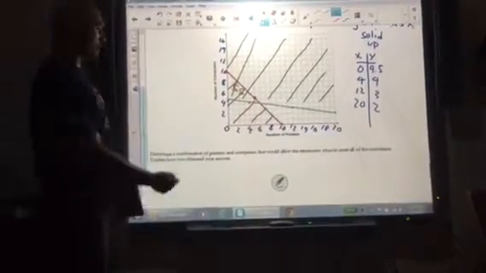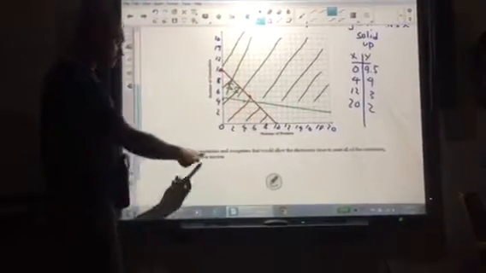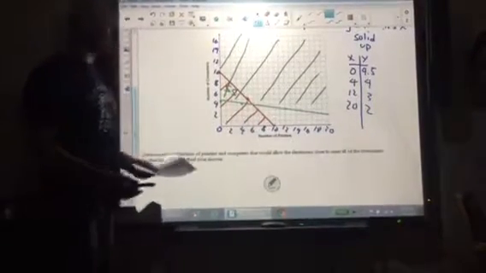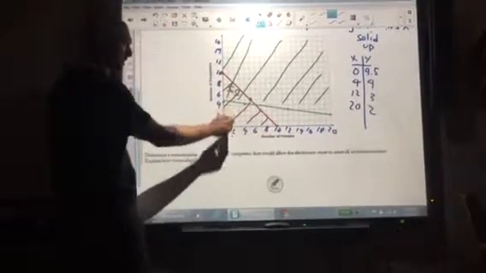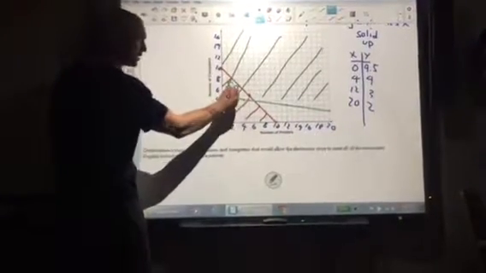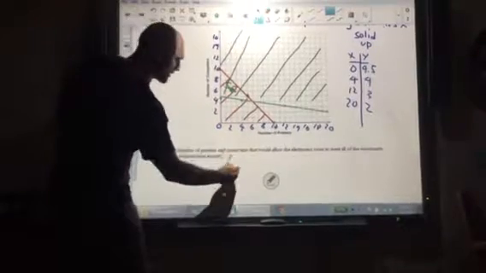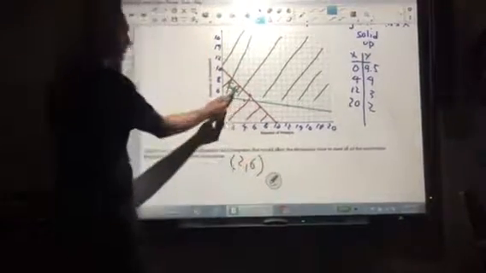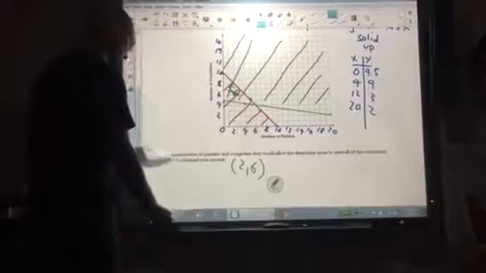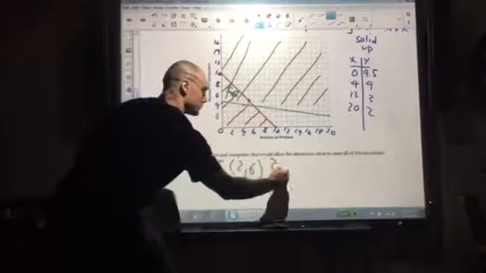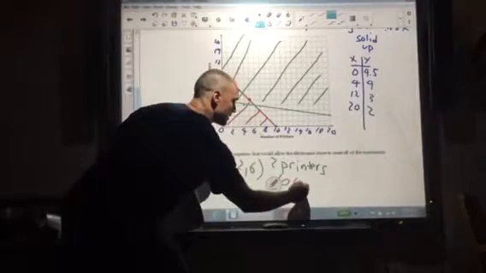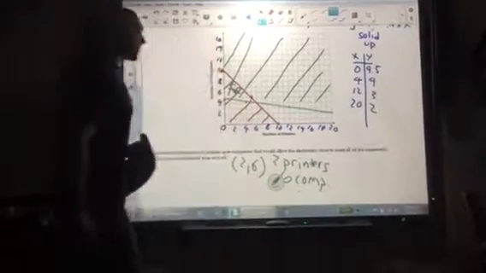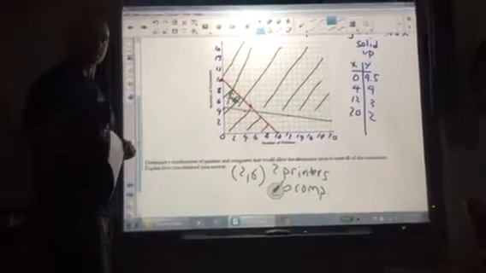So it says determine then a combination of printers and computers that would allow them to meet both constraints. So I want to identify a coordinate point in the solution set. So I'm going to pick point right here. All right, that's the coordinate point 2, 6. So that means they could sell 2 printers and 6 computers, and that would satisfy both constraints. Good job.